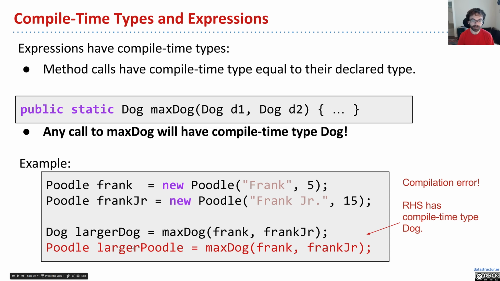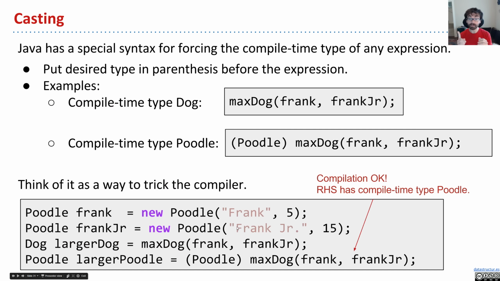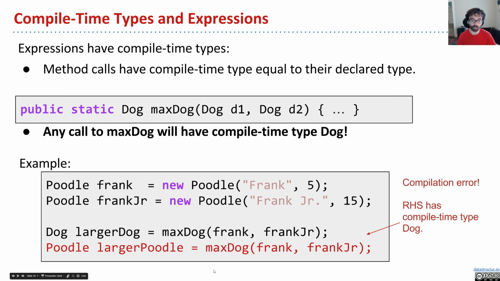But then when it gets to this bottom line, when it does maxdog, Frank and Frank Jr., even though the runtime type of these two objects is poodle, we cannot assign the result to a poodle variable. Why? Because the compiler says the static type of the maxdog call is dog. The compile time type is whatever you specified. And therefore, it cannot assign that to a poodle variable because it says, is a dog a poodle? Well, sometimes, but not always, so I won't allow it.